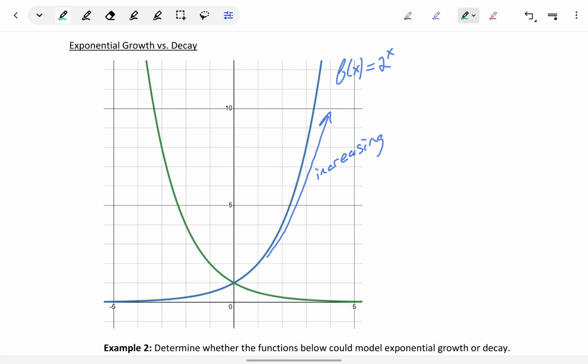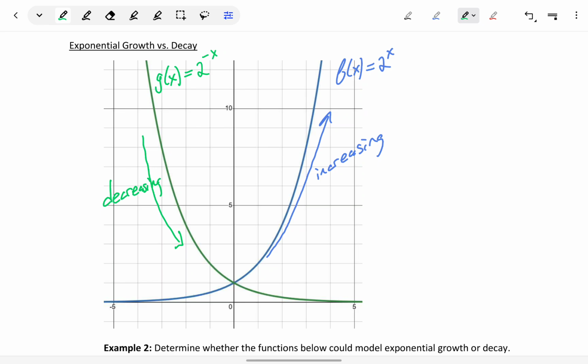Exponential functions can also take on a decreasing pattern, though, like we see in the case of this curve in green. This is the function g of x equals 2 to the negative x power.